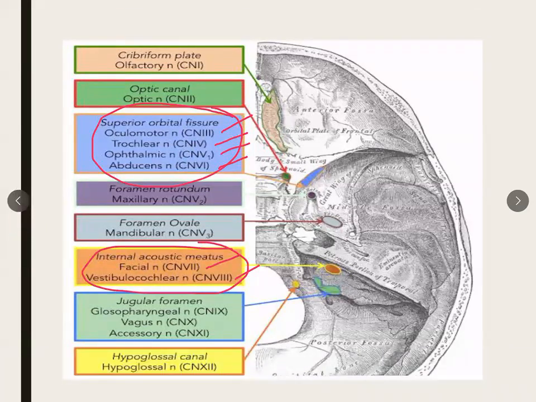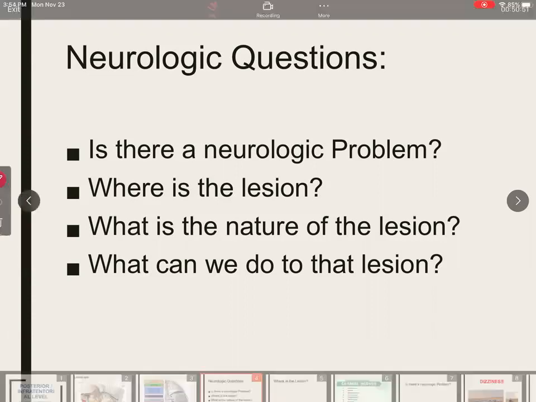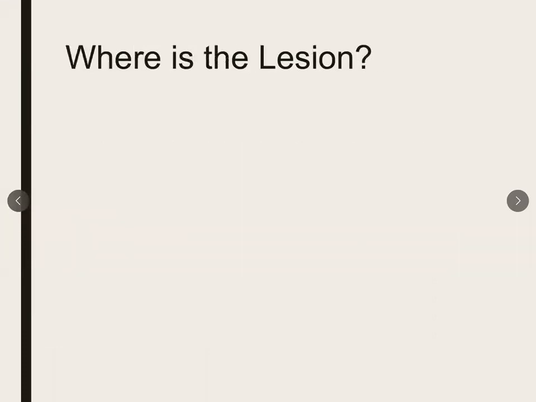So now, how will you know that there is a posterior fossa lesion? Definitely you should be able to answer the 4 neurologic questions. So again, what are these? Number 1, is there a neurologic problem? Where is the lesion? What is the nature of the lesion? What can we do to that lesion? I know you all know this. Now, let me deviate first. Let us discuss first where is the lesion, meaning the neuroanatomy side.